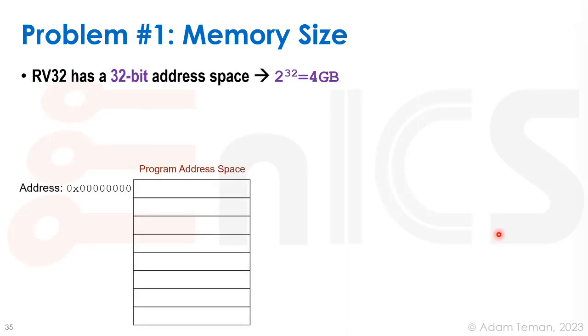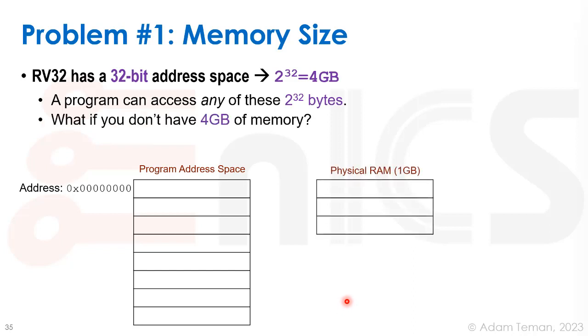So if we take an RV32 processor, it has a 32-bit address space, which means it has 4 gigabytes of memory. So this is our address space, and our program starts at address 0, and it has a total of 2 to the 32 bytes of address space. And it can access any of these 2 to the 32 bytes. That's what we gave it in the compilation. But what if we don't have 4 gigabytes of memory? We only have 1 gigabyte of physical RAM in this example.